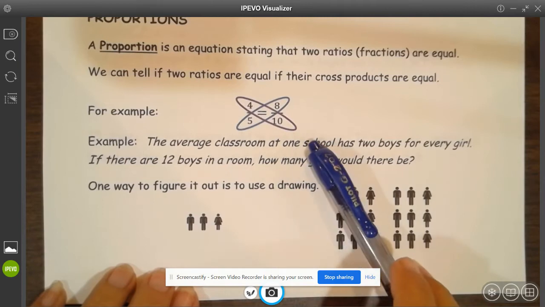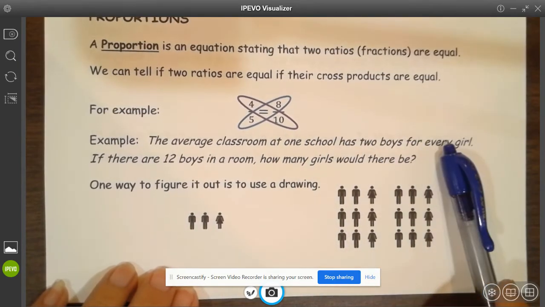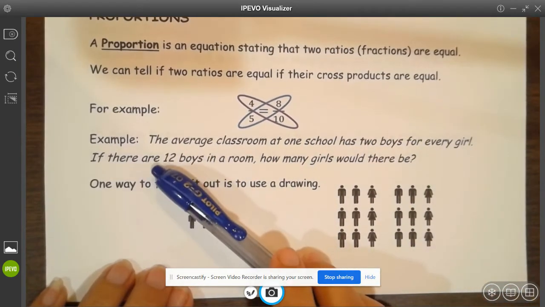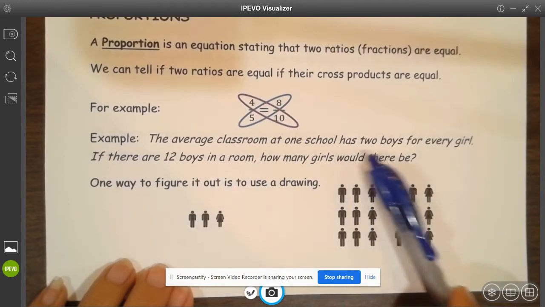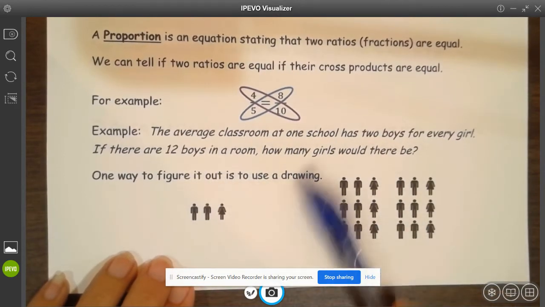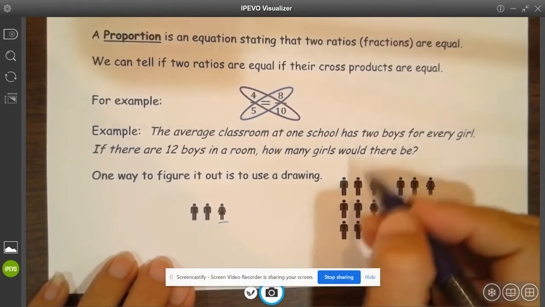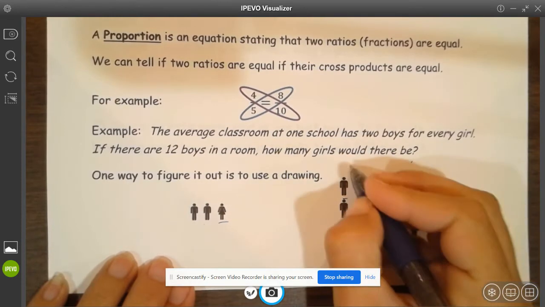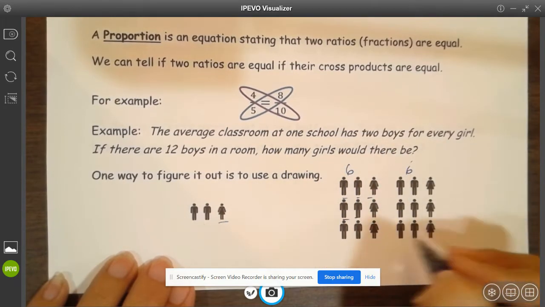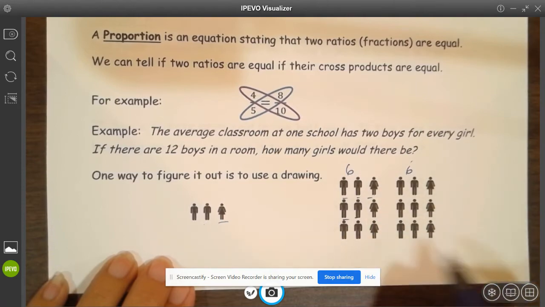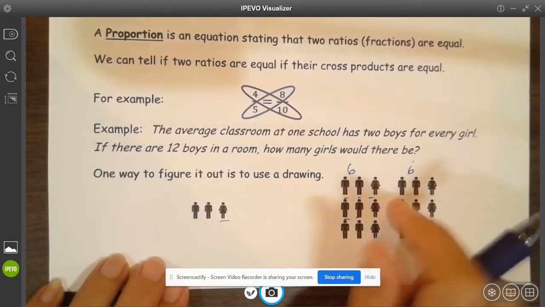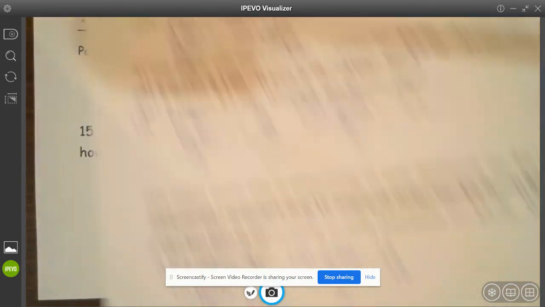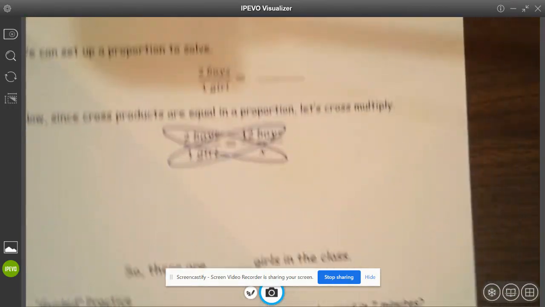Example, the average classroom at one school has 2 boys for every girl. If there are 12 boys in a room, how many girls will be there? One way to figure this out is by drawing, okay? So I have 2 boys, 1 girl, 2 boys, 1 girl, 2 boys, and there are 12 boys, right? There are 6 boys here, and then 12 boys, and then 1 girl per 2 boys. It's a lot of drawing if you had to do 56 boys, right?